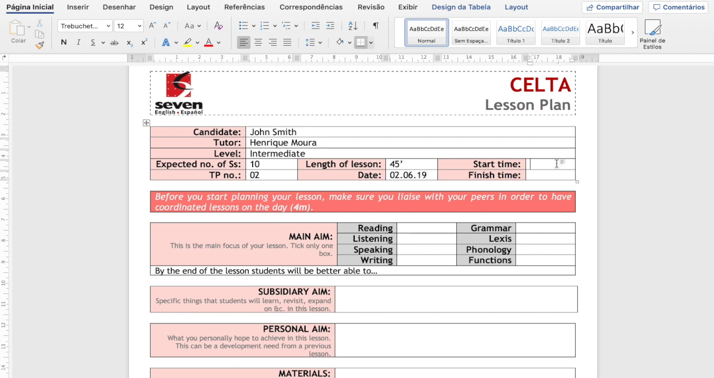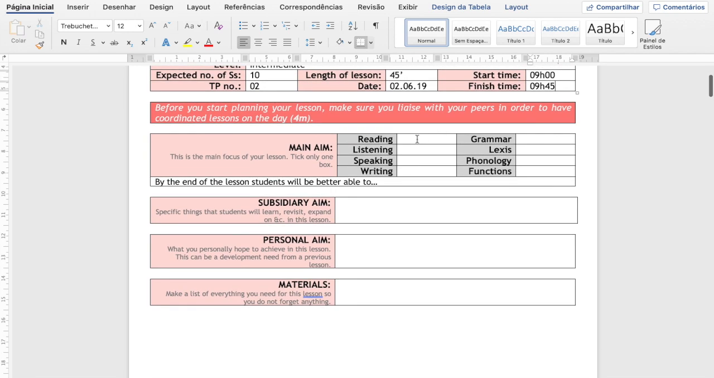the time the lesson will start, and the time the lesson will finish. You will know this based on the fact that if you're first, second, or third on the day, your tutor will let you know that. Then, you have to check the kind of lesson you're going to teach. For instance, if it's a reading lesson, check an X. If it's a Lexis lesson, you check an X here.